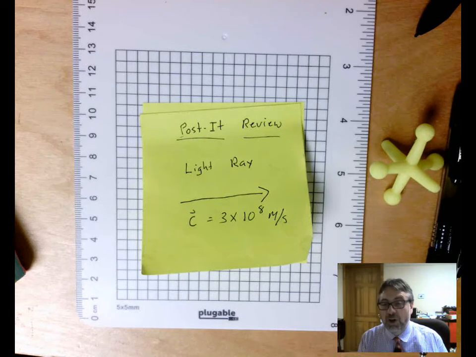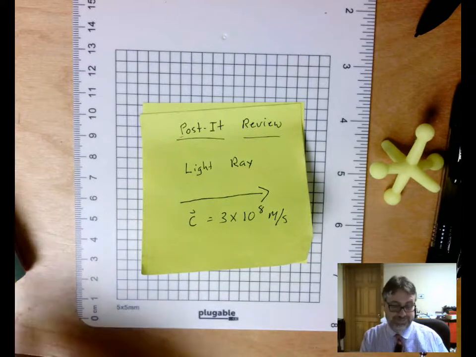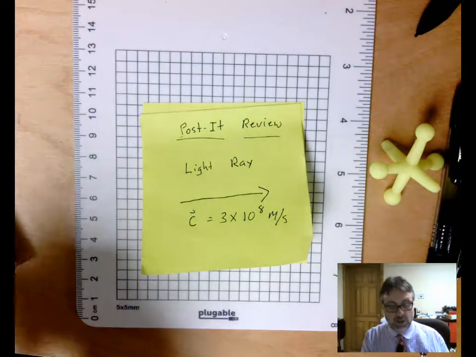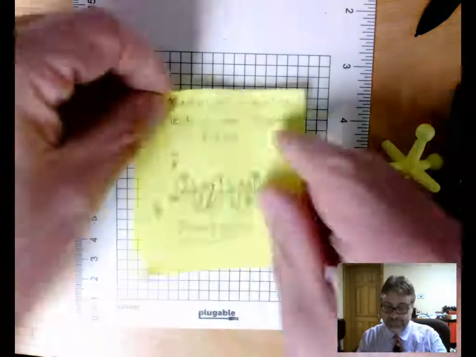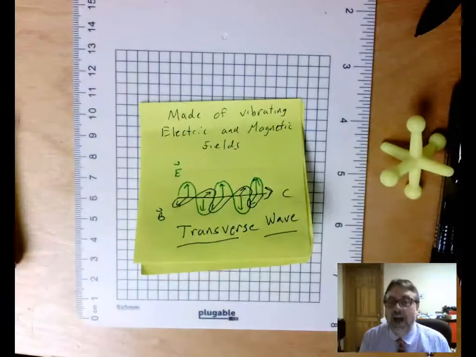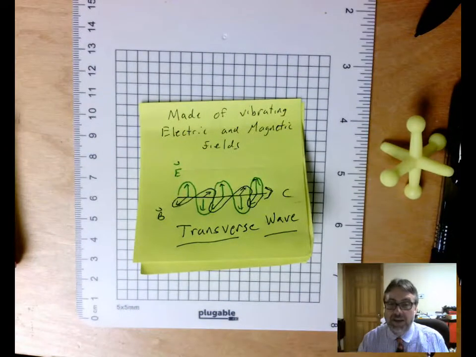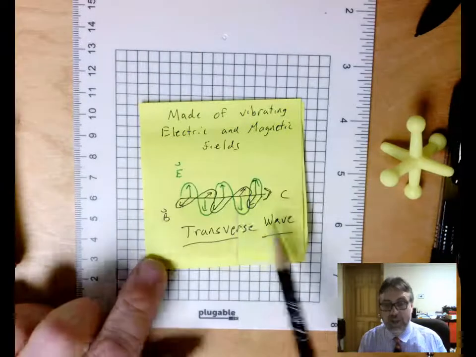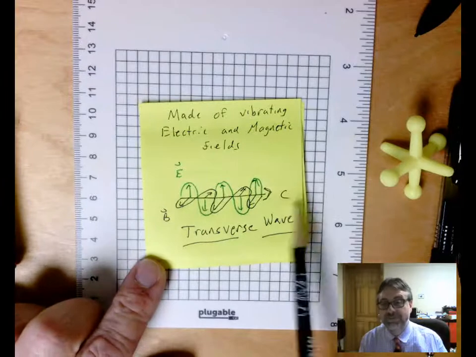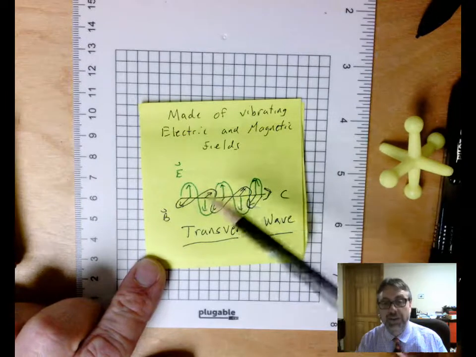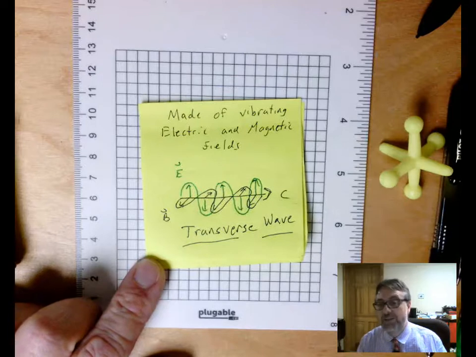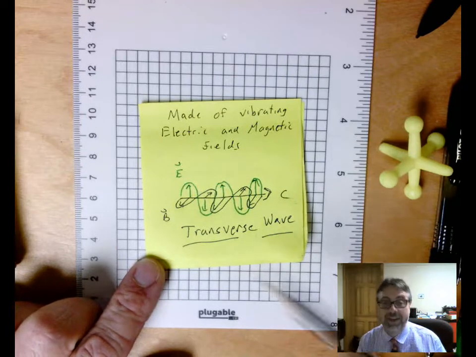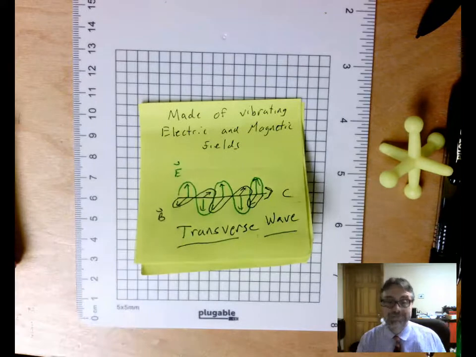Okay? But although we represent light using an arrow to show the direction that it travels, it's important to remember that light itself is really a wave. In fact, the light wave is made up of 2 parts. A light wave is made up of vibrating electric and magnetic fields. Now, we'll talk about electricity and magnetism later in the year, but the important thing to remember is that if the light is traveling in this direction, then both the electric field and the magnetic field are vibrating perpendicular to how it travels. That means that light is a transverse wave, as we talked about before.